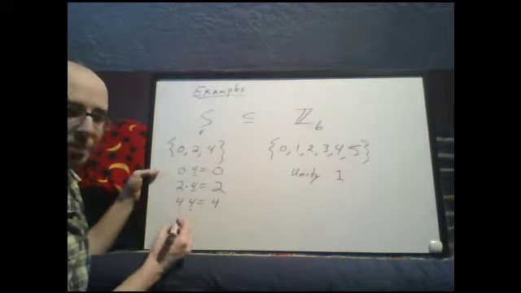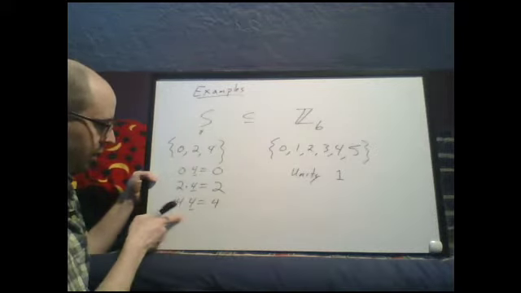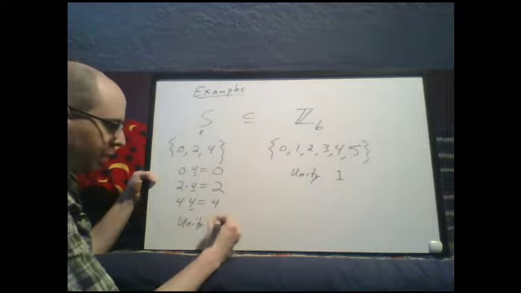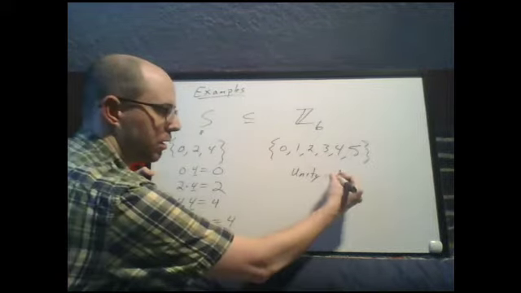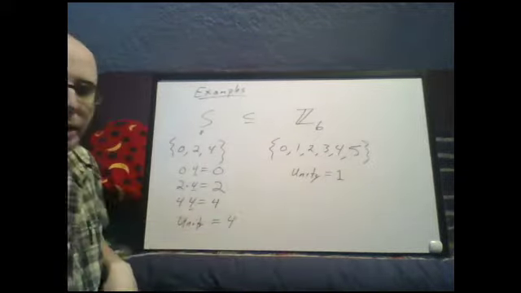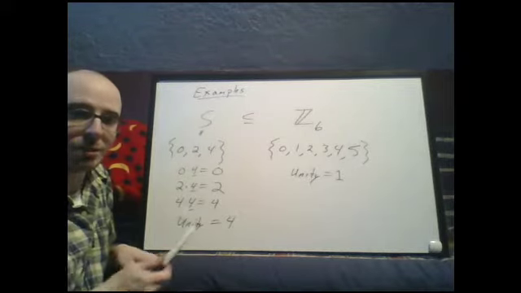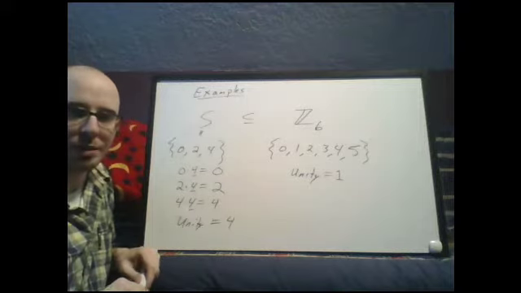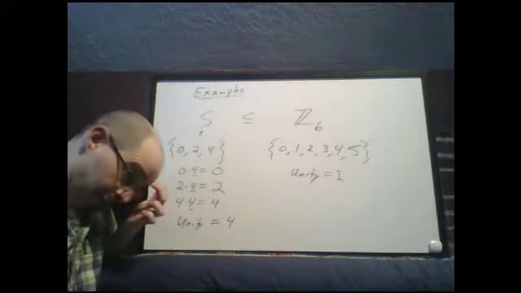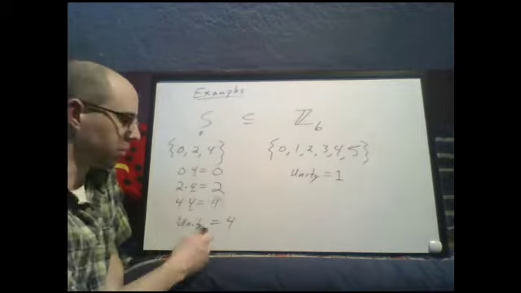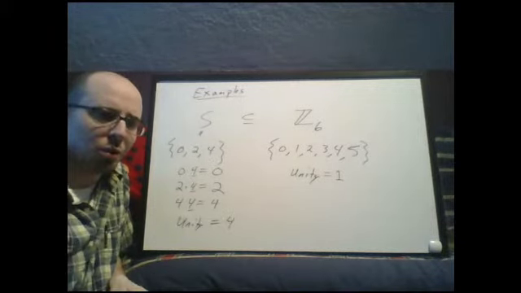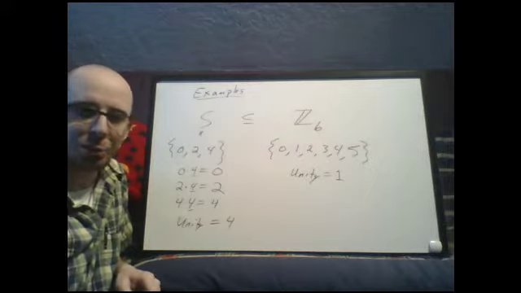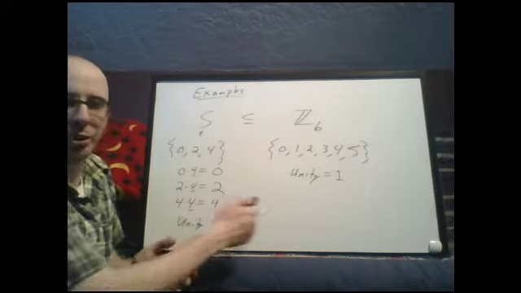So on this subset, it does have a unity element, and it's 4. So in the big ring, the unity element's 1. In the subring, the unity element's 4. Now, initially that seems wrong. How can that happen? Because we said before that if you have a unity element, it's a unique unity element. You can't have more than one unity element. So it looks like there are 2 unity elements here.